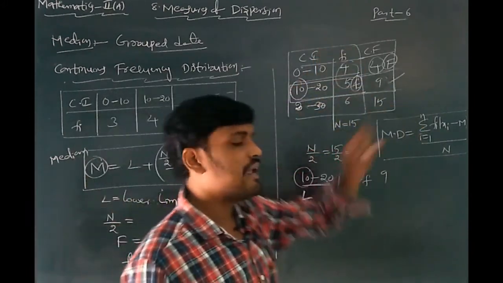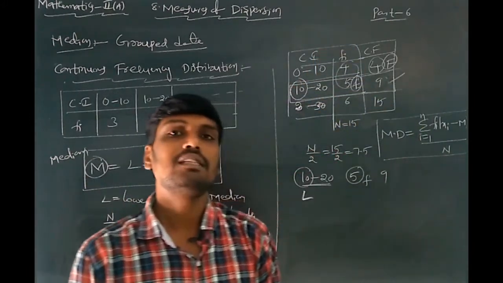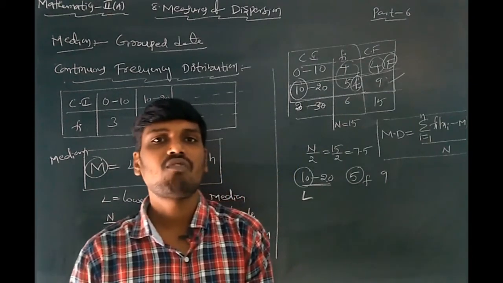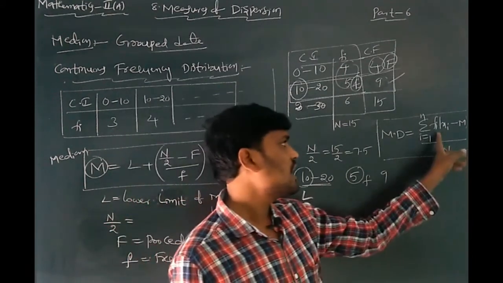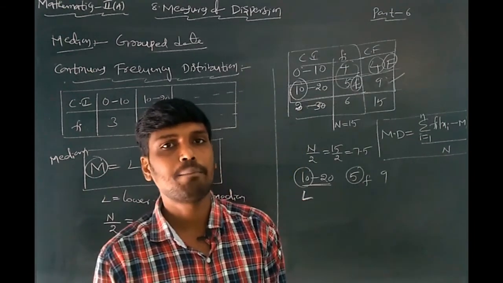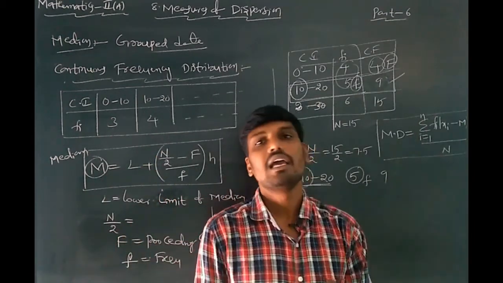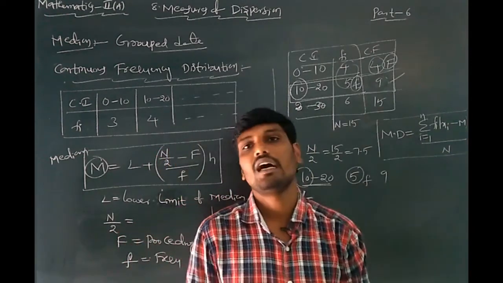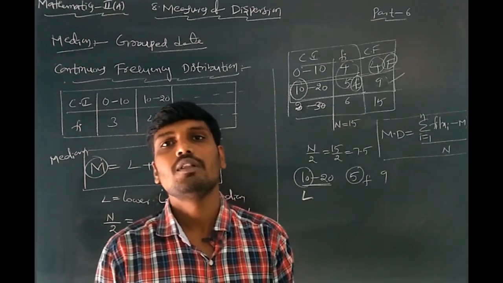After that, mean deviation about the mean. In this, the formula is the summation of i equal to 1 to n, fi into modulus of xi minus x bar, by capital N. This one is the formula. In this formula, you can write all the values and easily understand this problem.